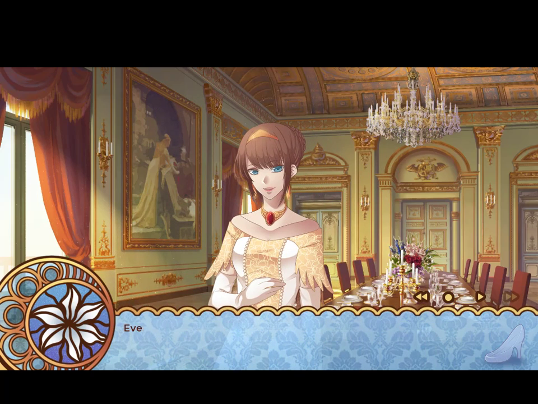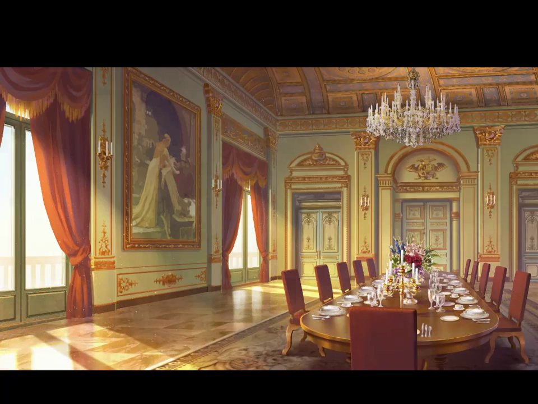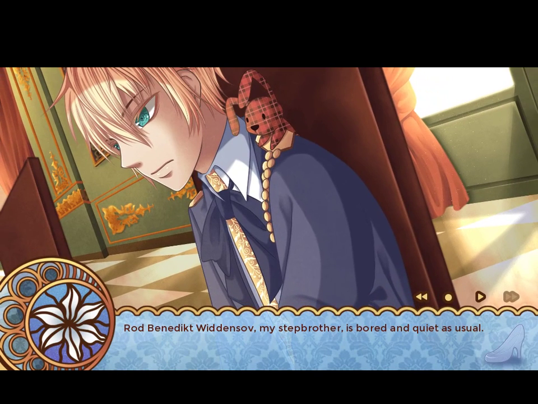Ophelia Winenzov. Every day I wonder why my father, the king, married a lowly baker. She can never be a true queen, for she pales in comparison to Mother. I take my seat next to the king, then I look up at the person sitting opposite me. Oh, hello. Rod Benedict Windsov, my stepbrother. He is bored and quiet as usual. He's 2 years my junior and is the younger of Ophelia's children. He is mute and uses a plush bunny to voice his thoughts.